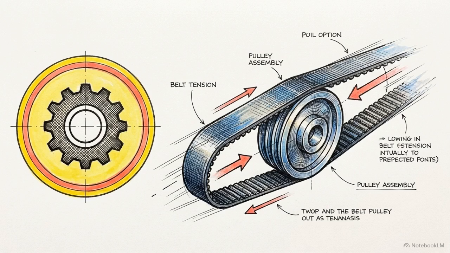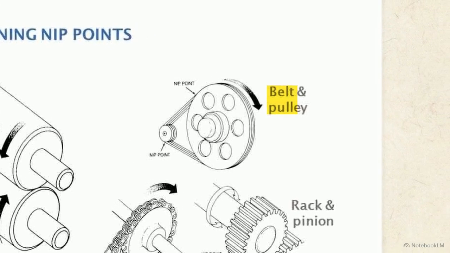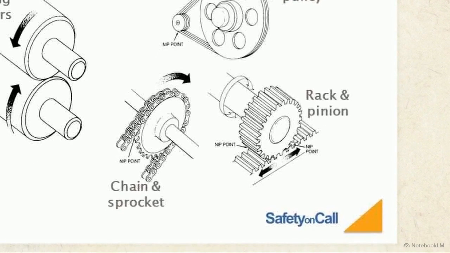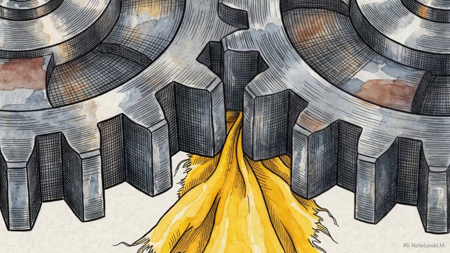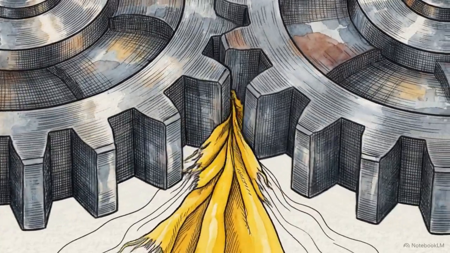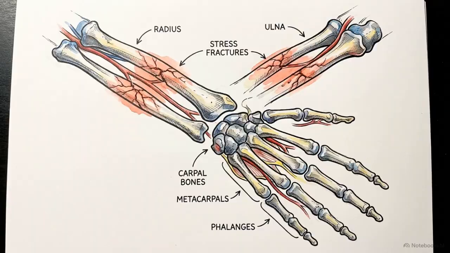These are called run-in or knit points. This schematic shows an in-running knit point, where rotating objects come together, drawing material inward. Power transmission elements create these hazards, like where a belt meets a pulley, a chain meshes with a sprocket, or a rack meets a pinion. The physics of a knit point are brutal. Because rotation continuously feeds material forward, it pulls loose clothing, hair, or limbs deeper into the mechanism. The constant inward friction makes self-rescue nearly impossible, resulting in severe tissue damage.